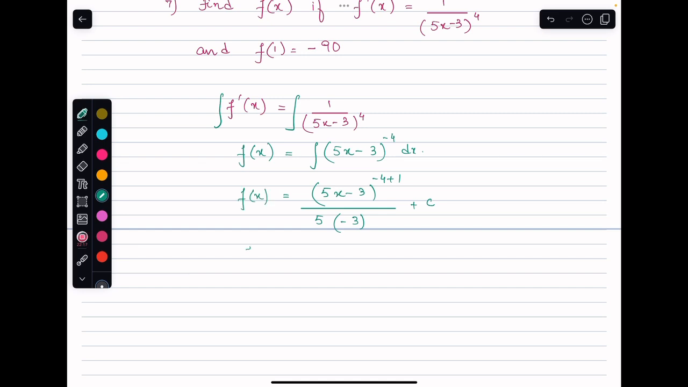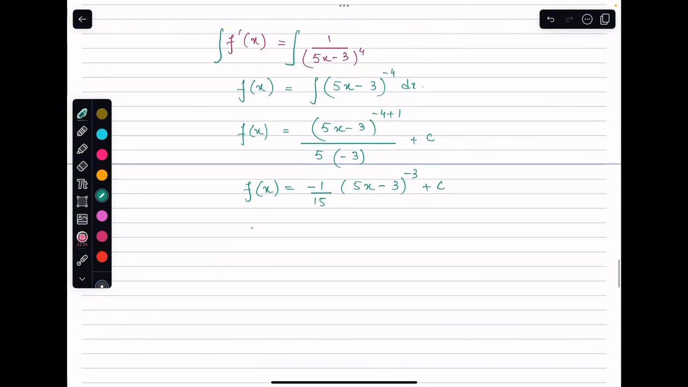So here I can say that my f of x is going to be negative 1 by 15 and 5x minus 3 to the power negative 3 and plus c. Or further, I can say f of x is equal to negative 1 by 15, 5x minus 3 to the power 3 and then plus c.